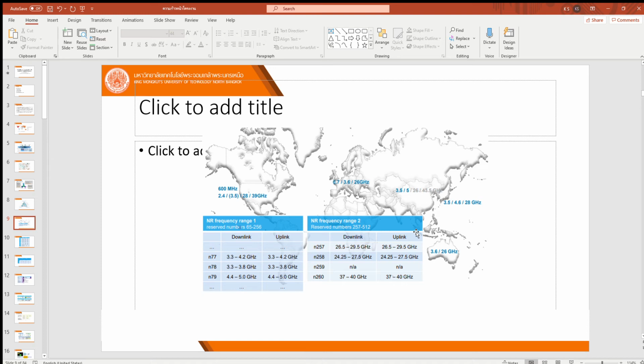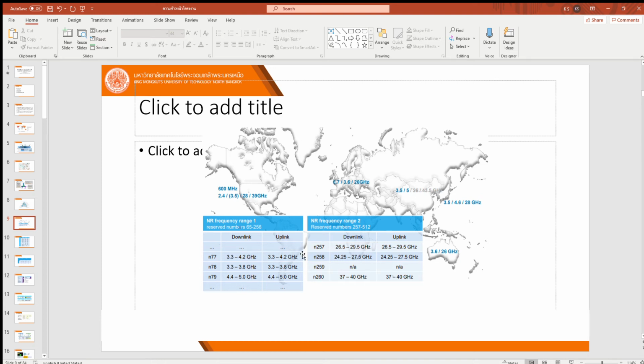Another thing for 5G that was developed is they're going to use many kinds of frequency. Not only one frequency, but many frequencies, because they had some problems with 4G LTE, that in some countries the frequency had already been used for some applications. That's why for 5G they have offered many kinds of frequency to use, like N77, N78, and N79. N78 is very popular, and N77, because they're going to use frequency in the range of 3.3 to 4.2 gigahertz for downlink and uplink.